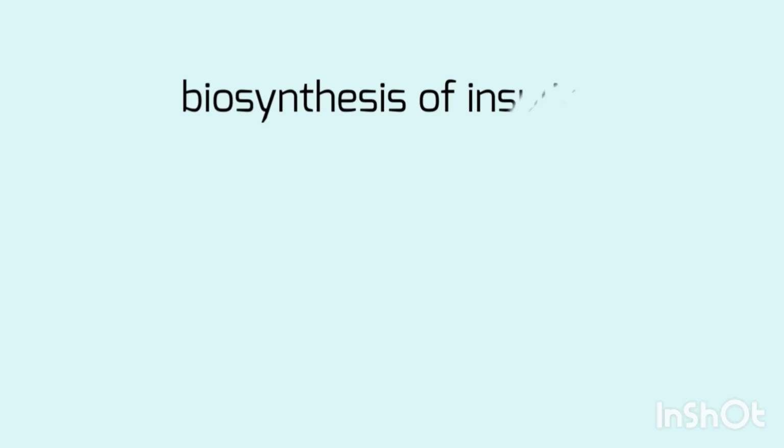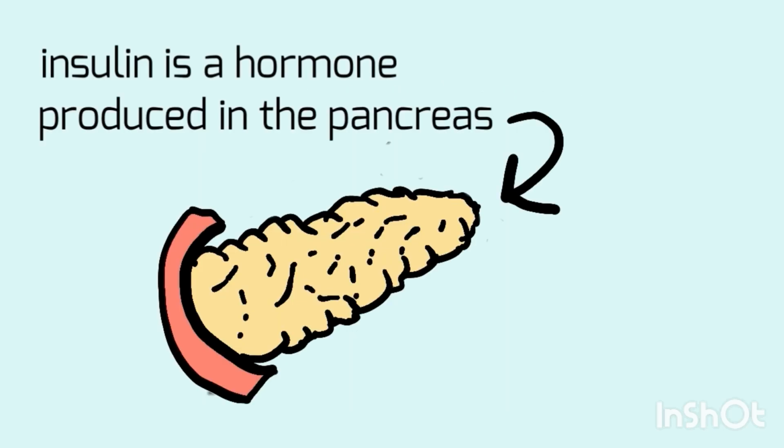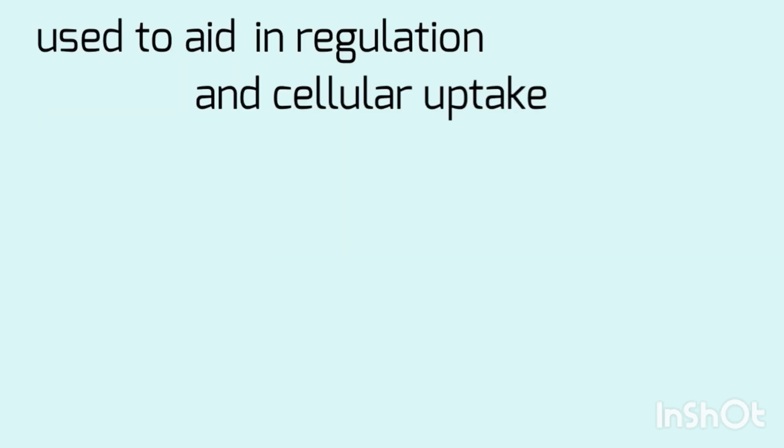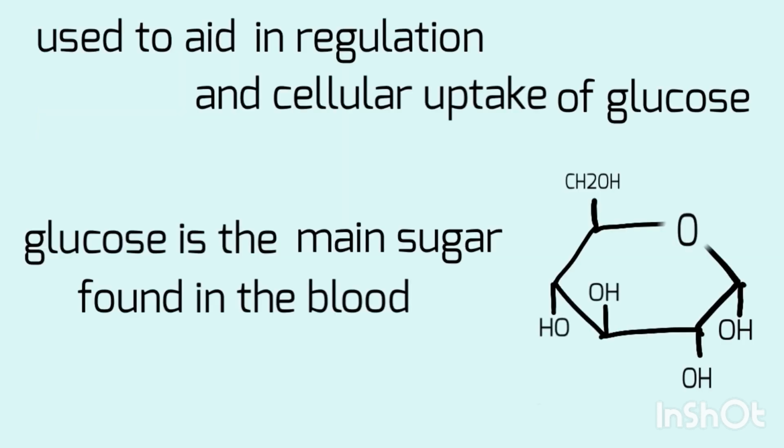Biosynthesis of insulin. Insulin is a hormone produced by the pancreas, which helps to regulate the amount of glucose in the blood by aiding in its cellular uptake. Glucose is the main sugar found in the blood, and it is the body's primary source of energy.